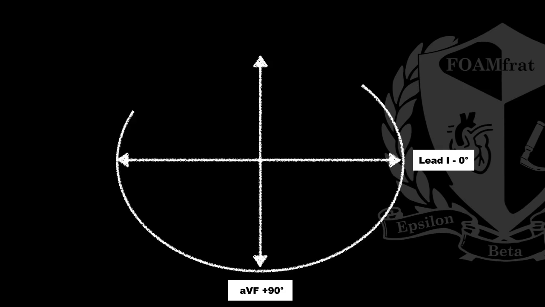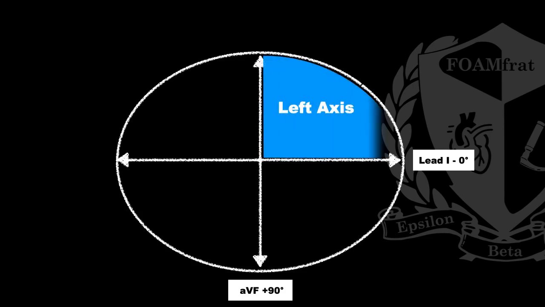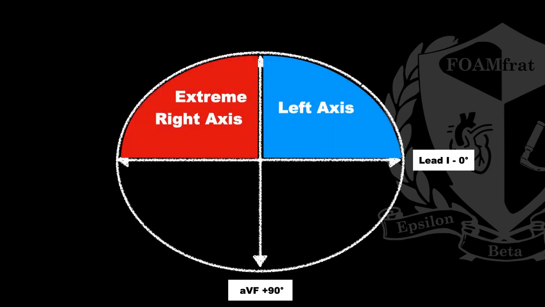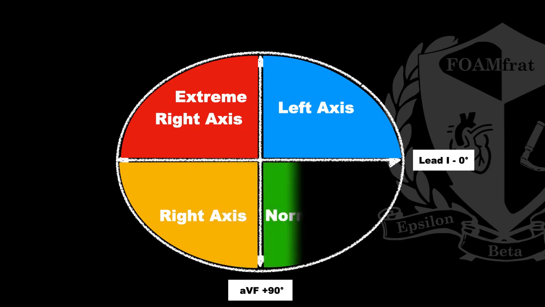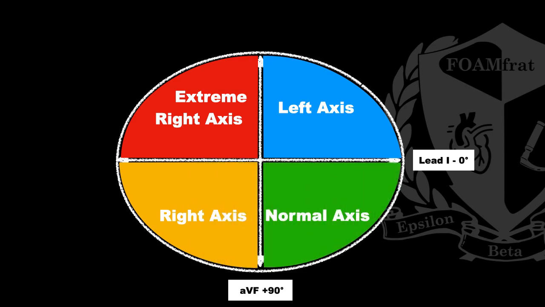And so when I draw a circle around this next picture, it will kind of show where my axes tend to fall. So the leftward axis in the top right corner, extreme right axis there, rightward axis there, and then normal axis in the bottom right corner.